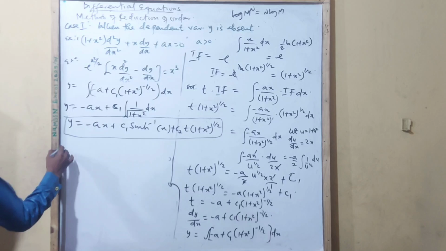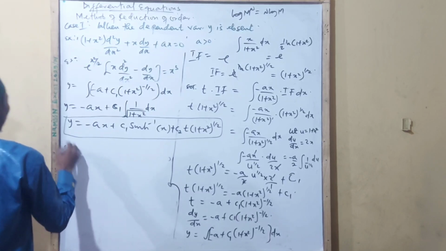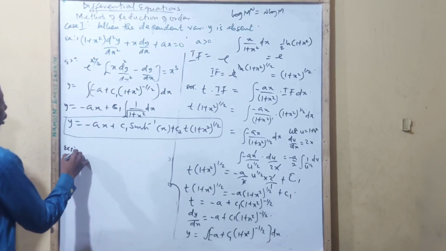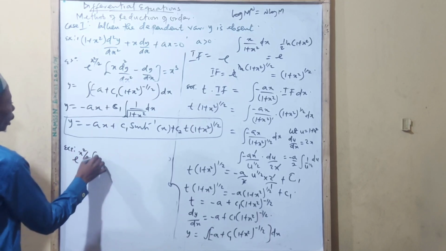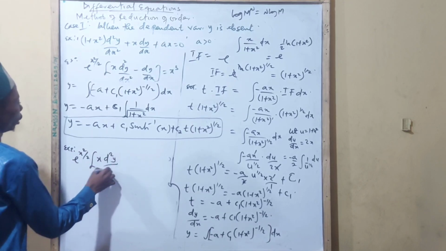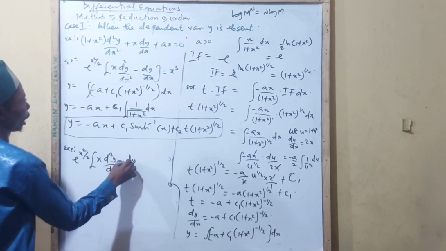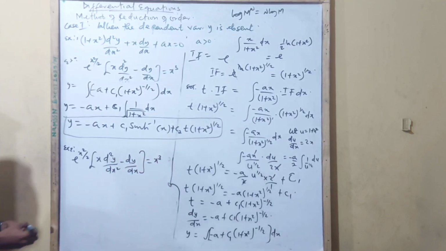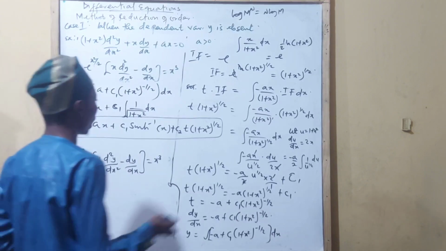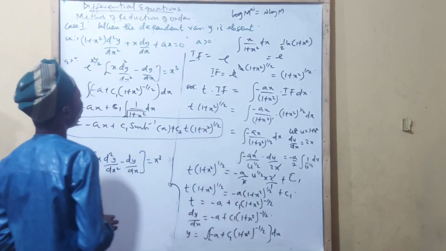Now the second one, we are solving e raised to power x squared over 2 into bracket x d squared y/dx squared minus dy/dx, all equals x raised to power 3. You observe that y is absent. So variable y is absent. So how do we solve?